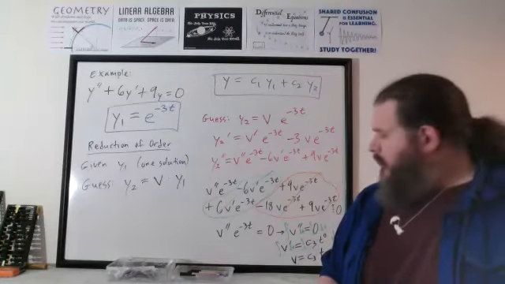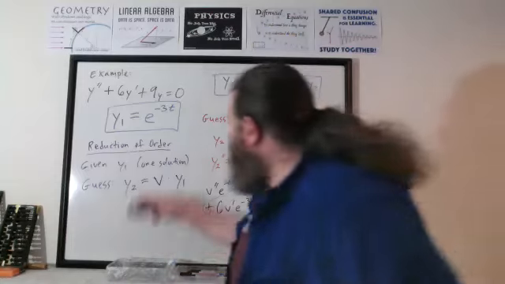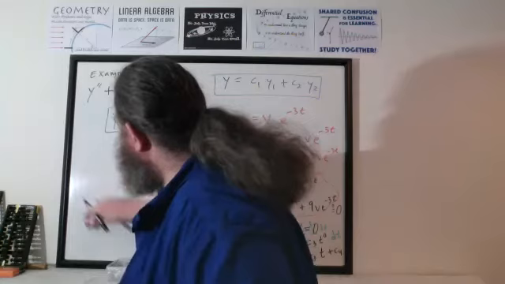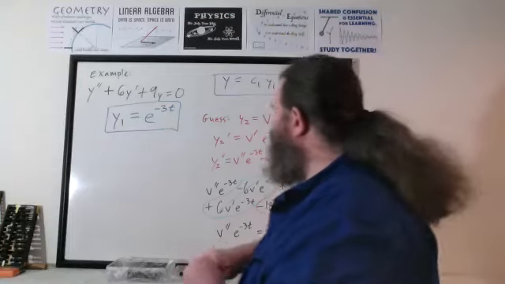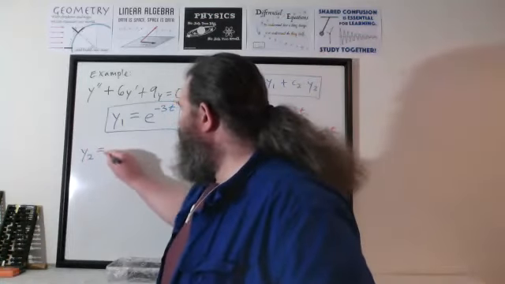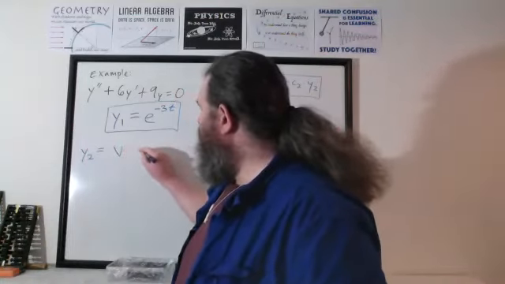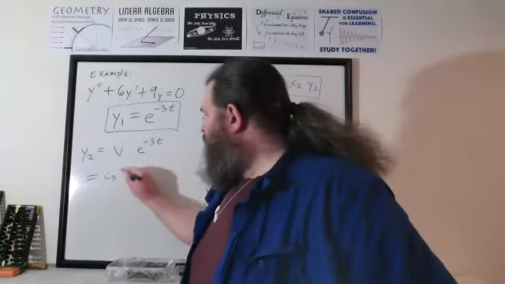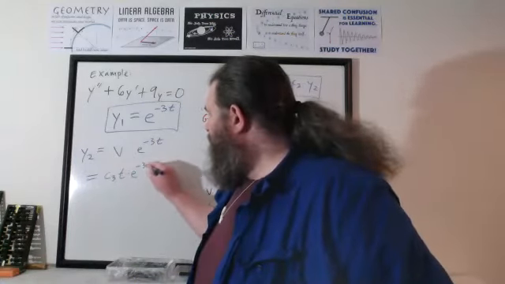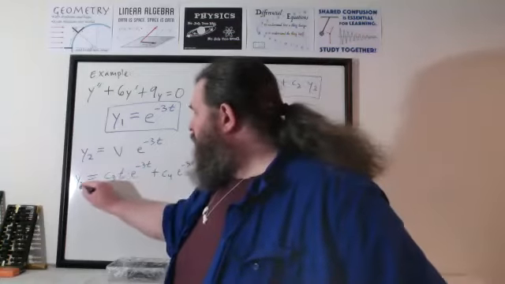Okay. So now that we have v in this case, let's see what the actual solution is going to look like. We now know y2, since we were assuming y2 can be written as v times y1. We found that v has to be a linear function: C3t times e to the negative 3t plus C4 times e to the negative 3t, because we can distribute the e to the negative 3t to both terms. So this is what we get for y2.